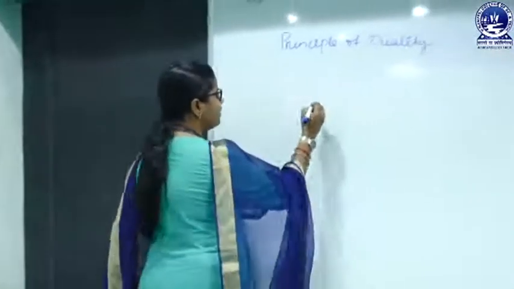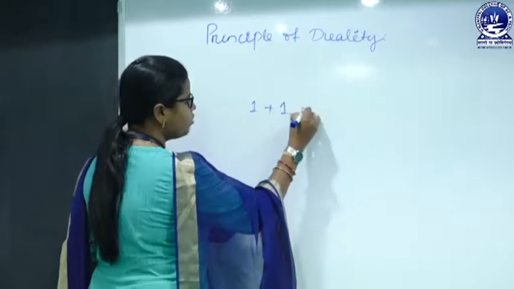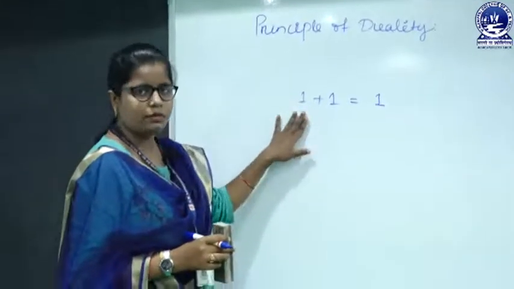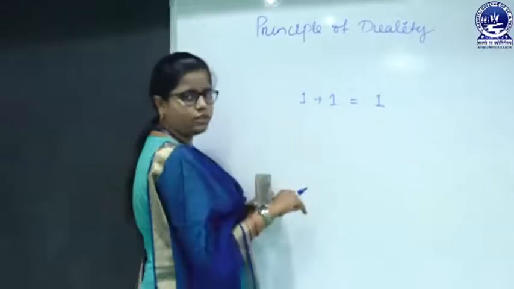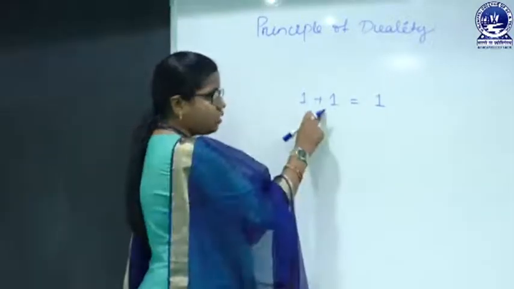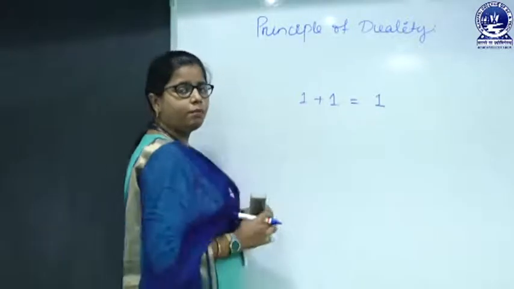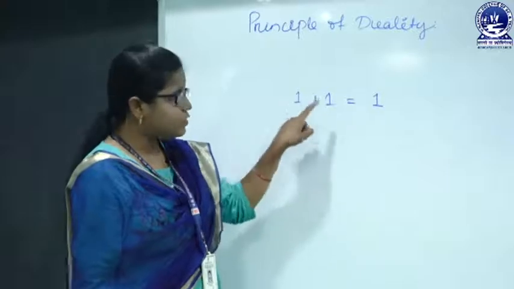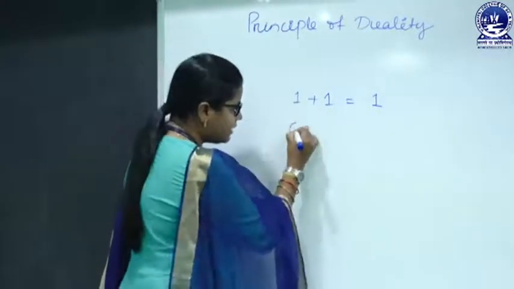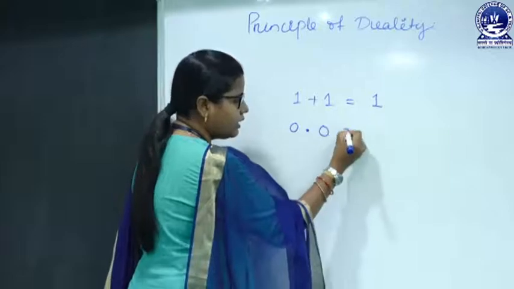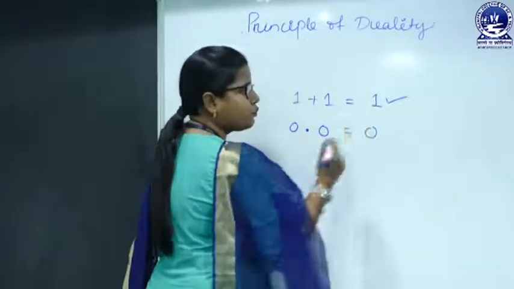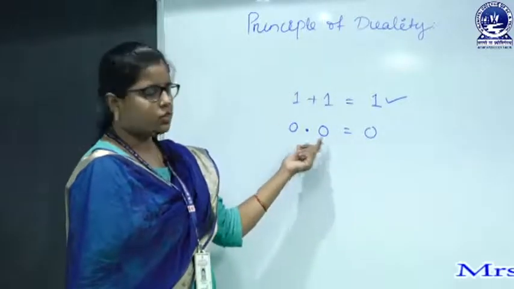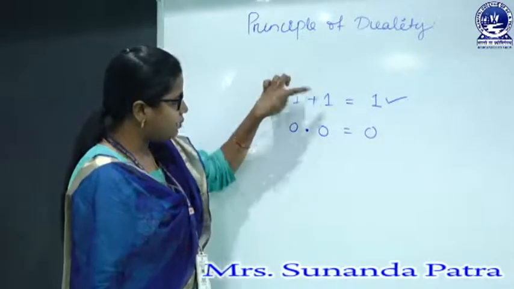Suppose I am writing here 1 plus 1 equals what? 1. So we can obtain the dual of this statement by interchanging 1 with 0 and plus with dot. This is the logical OR operator. We have to replace the logical OR operator with the logical AND operator and the digit 1 with 0. So here I can write 0 dot 0 equals 0. So by the principle of duality, this is also true. So we can interchange 1 with 0 and plus with dot.